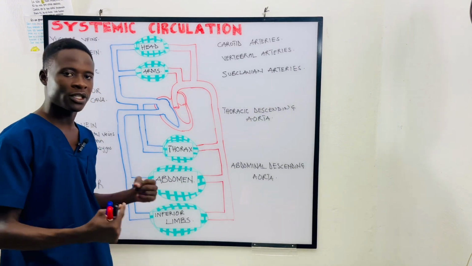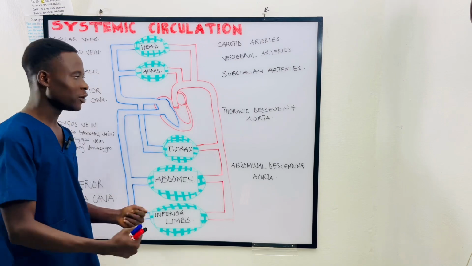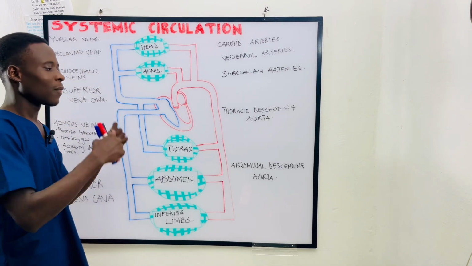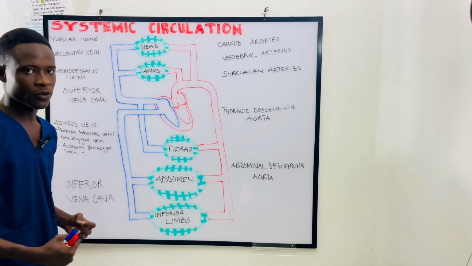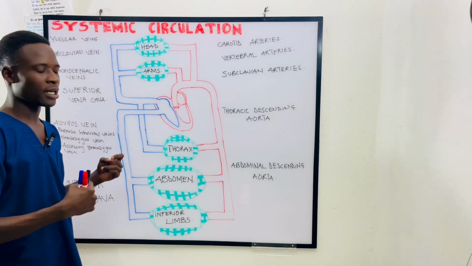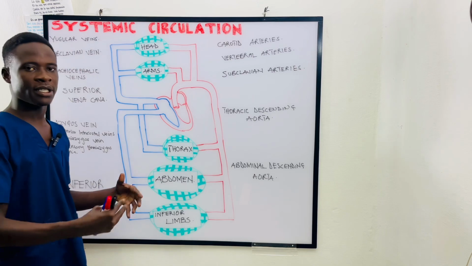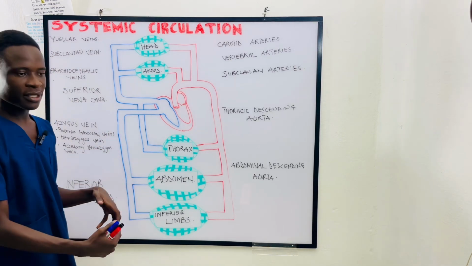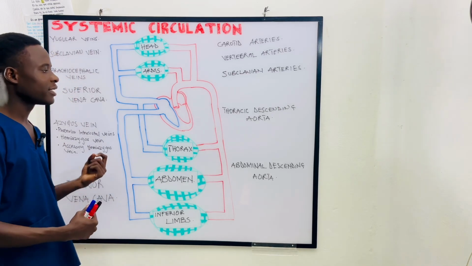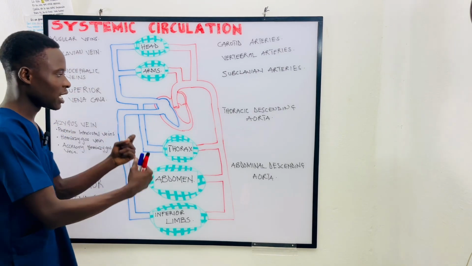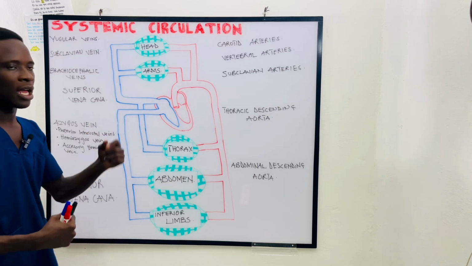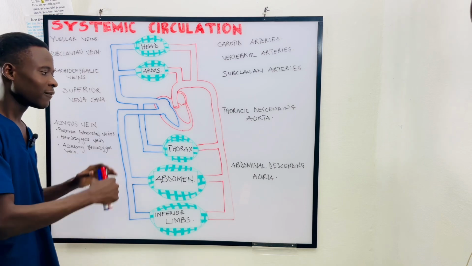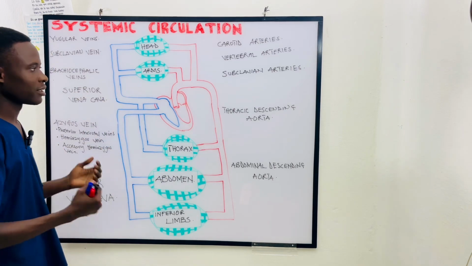Today we are going to talk about systemic circulation. When we talk of systemic circulation, what is it? It's a type of circulation in which oxygenated blood is transported by the arteries to all parts of the body so that the tissues and cells can get oxygen and food nutrients, and after everything, the deoxygenated blood will be carried by the veins to the heart again so that we will transport it into the lungs for oxygenation. So this is basically what the systemic circulation entails.